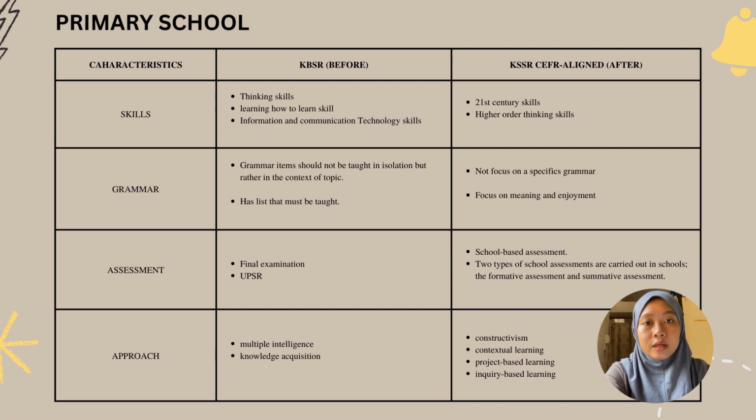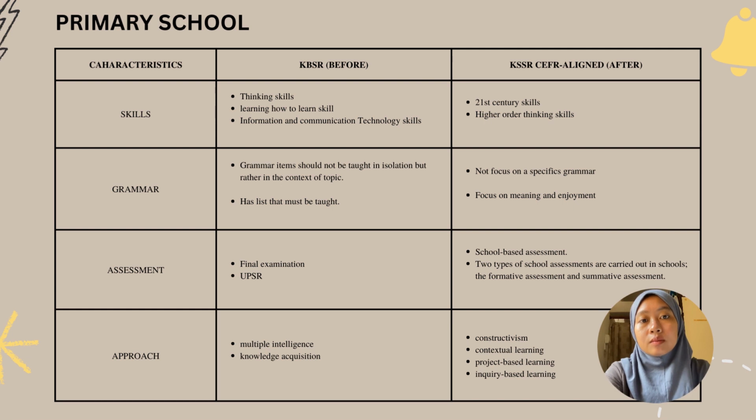As for the assessment, KBSR had a final examination and at the end of Year 6 students would sit for UPSR. While in KSSR CEFR Align, the assessment is school-based assessment. There are two types of school assessment carried out in school, which are formative assessment and summative assessment. Formative assessment is carried out by teachers to gain immediate feedback on their students' learning progress and aims at determining whether and to what degree students have learned what they are expected to learn at the end of an instructional period.